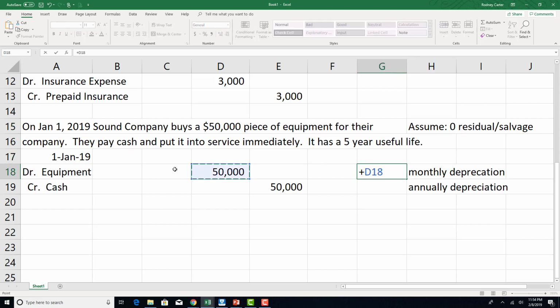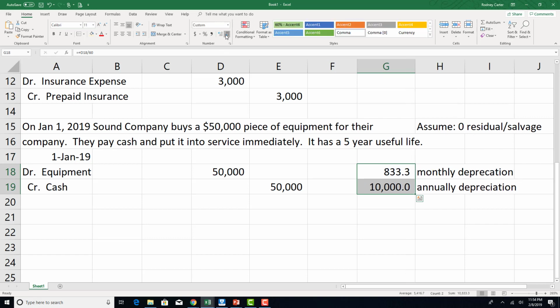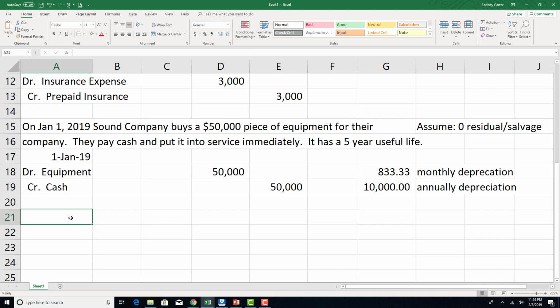monthly depreciation, there's 60 months in a year, so we'd have 833, and then for annual depreciation, of course, we have 10,000. So I'll show you both, just to make sure we're perfectly accurate.